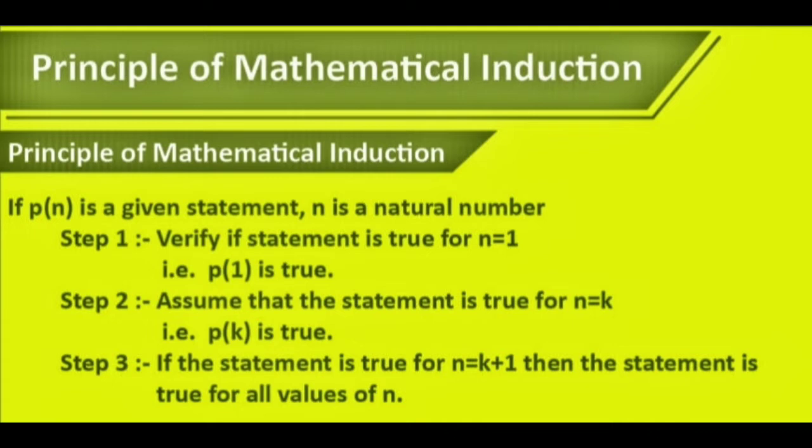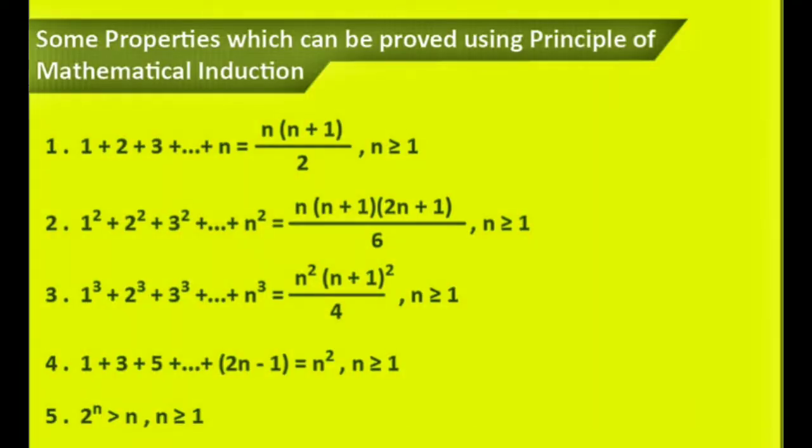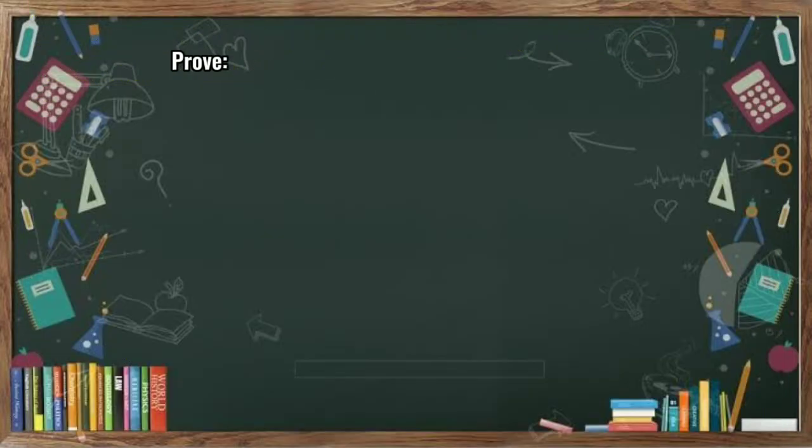And so let us have a proof or an example to discuss the topic further. Among the properties presented on your screens, we'll prove the first one using mathematical induction. 1 plus 2 plus 3 up to n is equal to n multiplied by n plus 1 over 2, where n is greater than or equal to 1. And now we will start with the first condition, which is the base case.